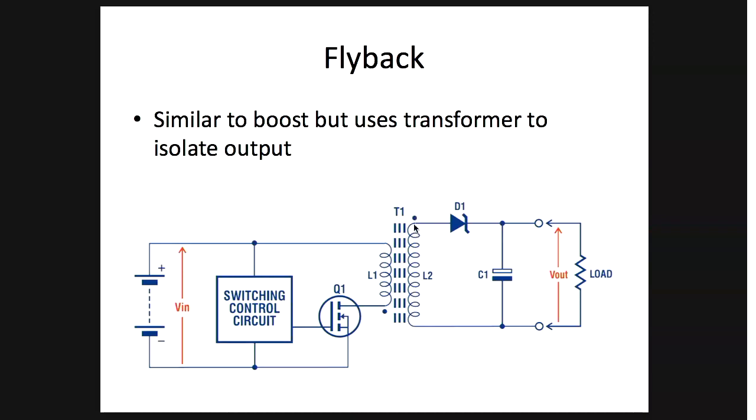It's not DC. So you have a further smoothing circuit here with the capacitor, and then you are getting your DC. Here the advantage is you are stepping up, because the number of coils is more in the output. You are stepping up, but the advantage is you are isolating both the grounds and the supply rails.